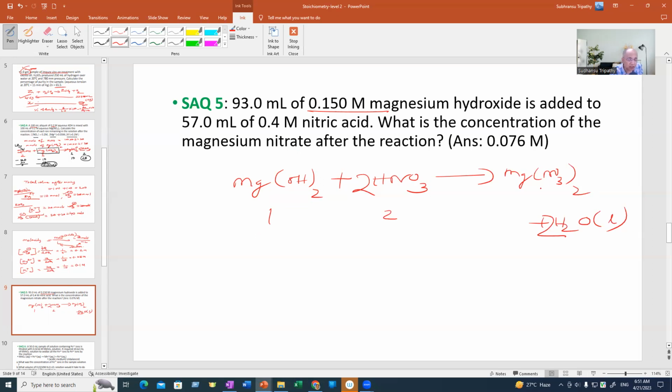Then magnesium nitrate, see how many millimoles are formed. Since it is asking only for magnesium nitrate, you need not find out what nitrate ion is left out here, or hydrogen ion left out. It's not asking for the residual hydrogen ion concentration. Supposing this is the limiting reactant, some H plus ion and some nitrate ion will be left, but it is not asking about the concentration of all nitrate ions. Had it asked about that, then you take the nitrate ion from here and also here, add them, take the total volume 93 plus 57, and divide by that, and you will get the nitrate ion concentration. But it's asking for magnesium nitrate, so you'll be taking only this data. Can you do that?